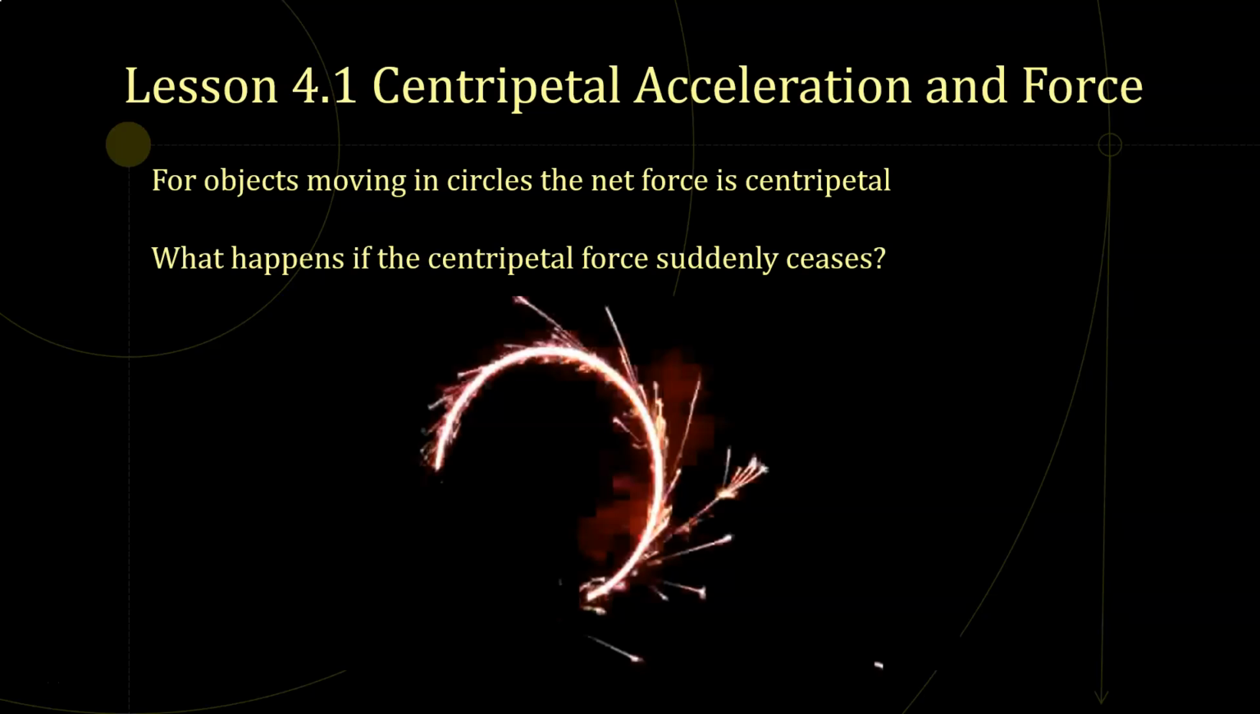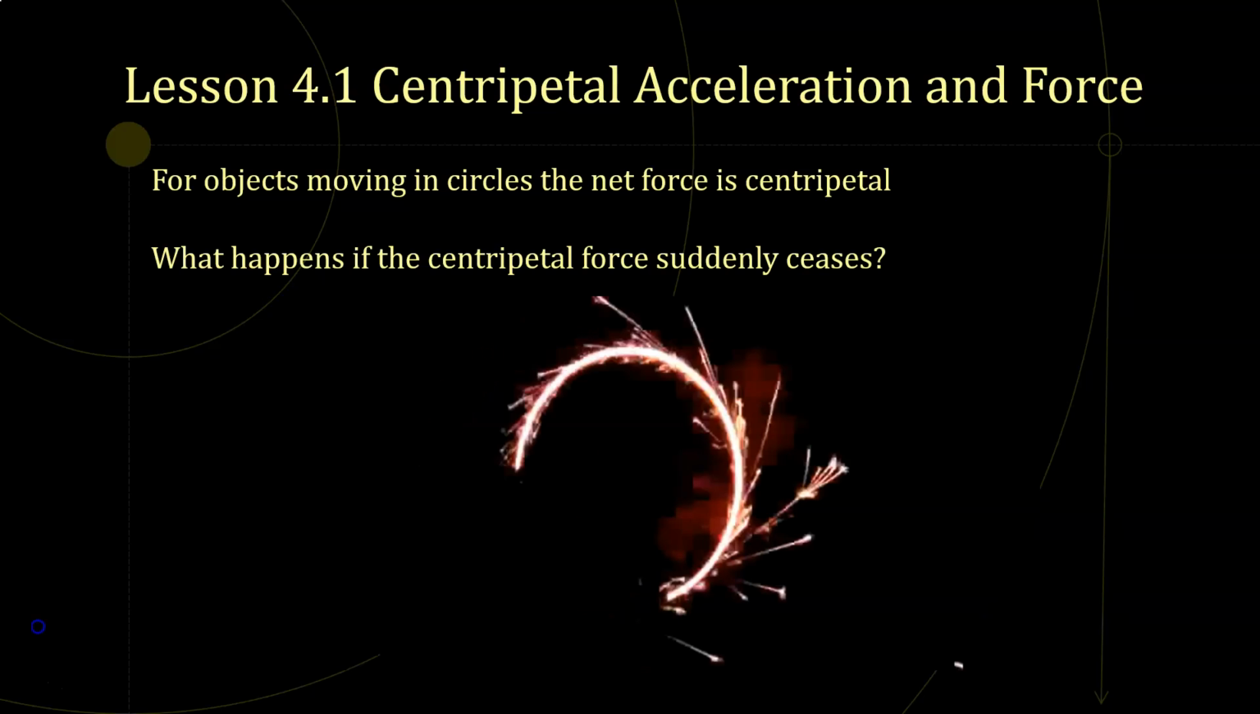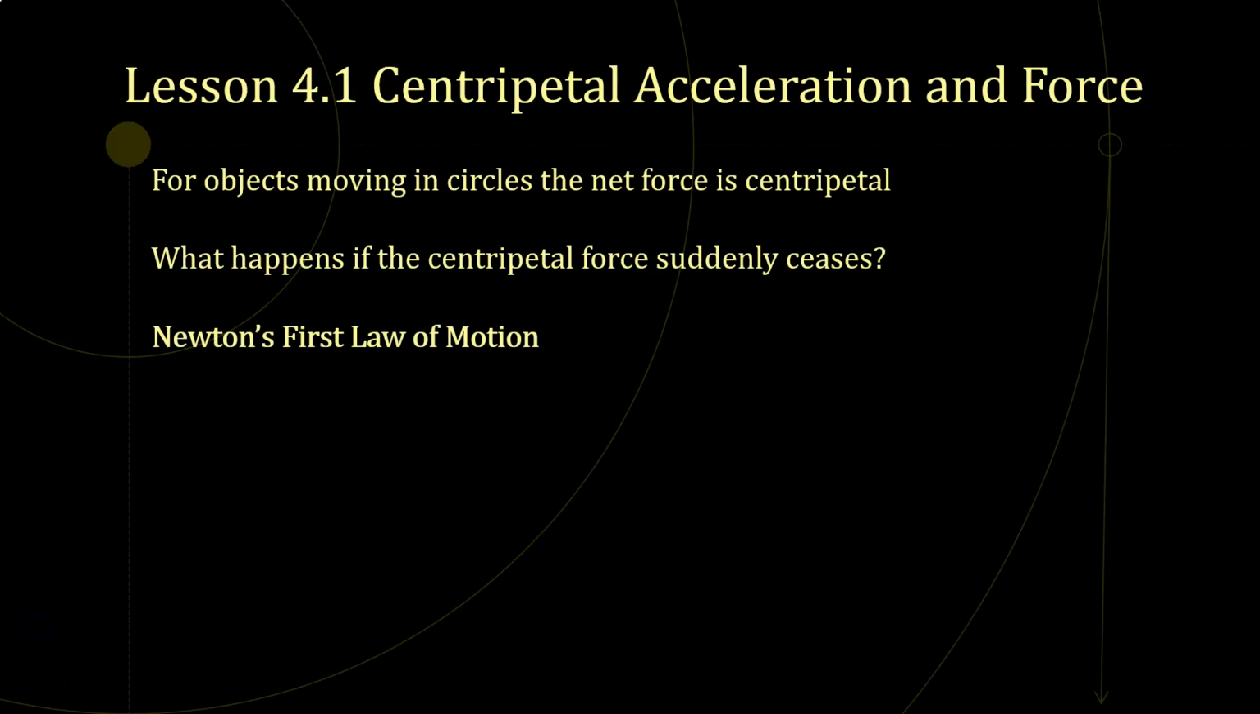So this should give you a clue as to what happens if something is moving in a circular motion because it has centripetal force, and there are no other net forces acting on the object other than the centripetal force. This is going to tell you what's going to happen if that centripetal force were to suddenly cease. What direction would the object move?